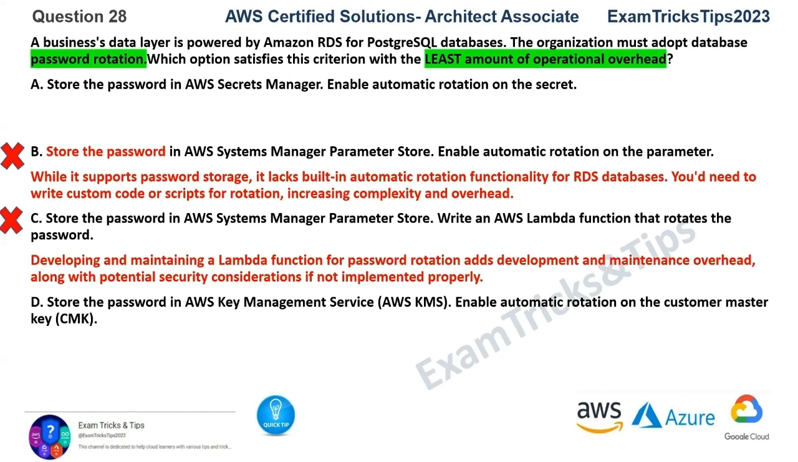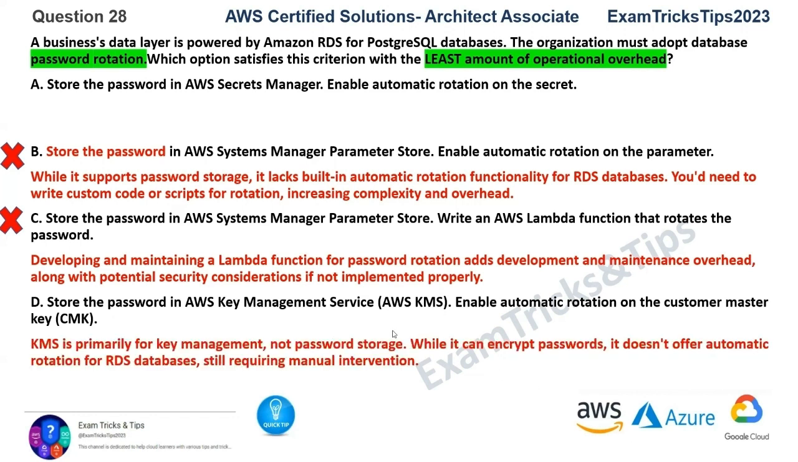The next one is KMS, option D. So option D says, let's use KMS for storing password. It is not for password storage. It is for key management. It's a key management service. That's what its purpose is. For storing password, you have another service, and that's what we are going to go for. This particular service cannot store the password, cannot encrypt, cannot offer automatic rotation of password. So definitely a wrong option altogether. So B, C, D, all are wrong.